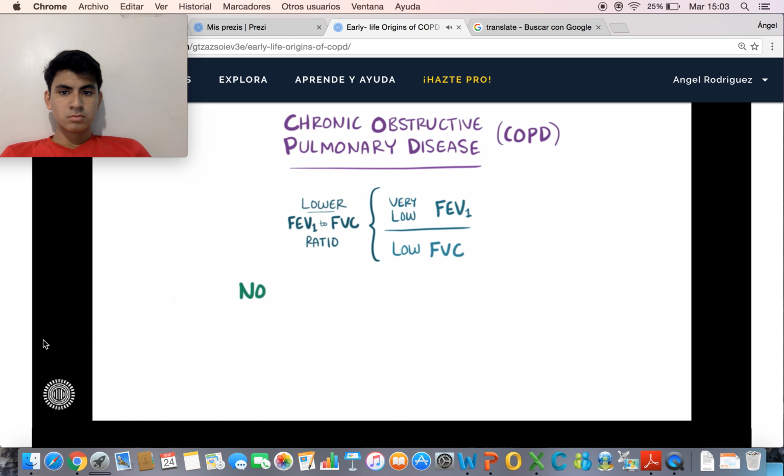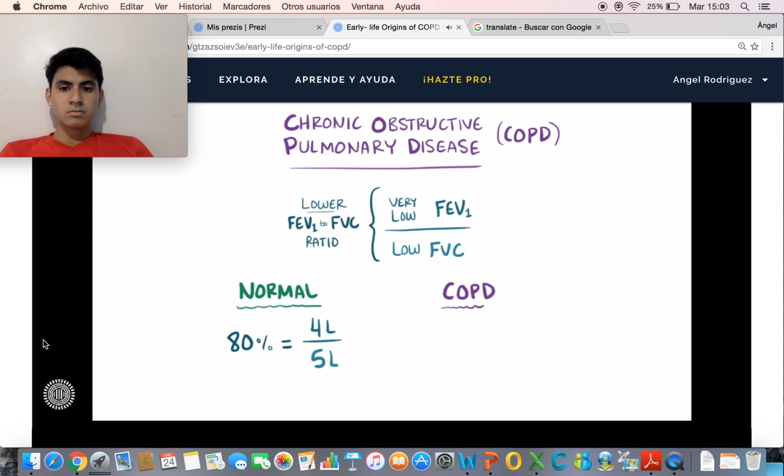Say normally your FVC is 5 liters, and your FEV1 is 4 liters. Your FEV1 to FVC ratio would end up being 80%. Now, someone with COPD's FVC might be 4 liters instead, which is lower than normal. But the volume of air that they can expire in the first second is only 2 liters. So not only are both these values lower, but the ratio is lower as well. This is a hallmark of COPD.